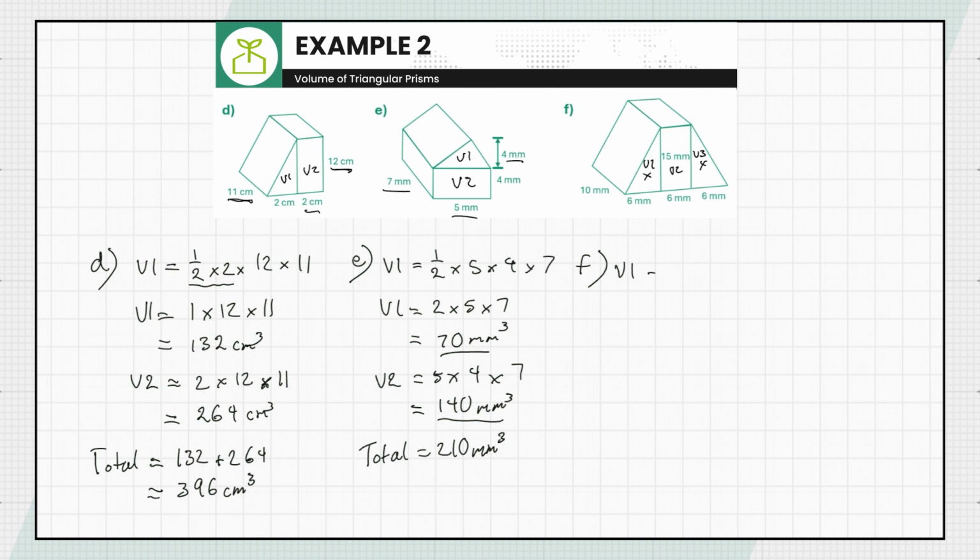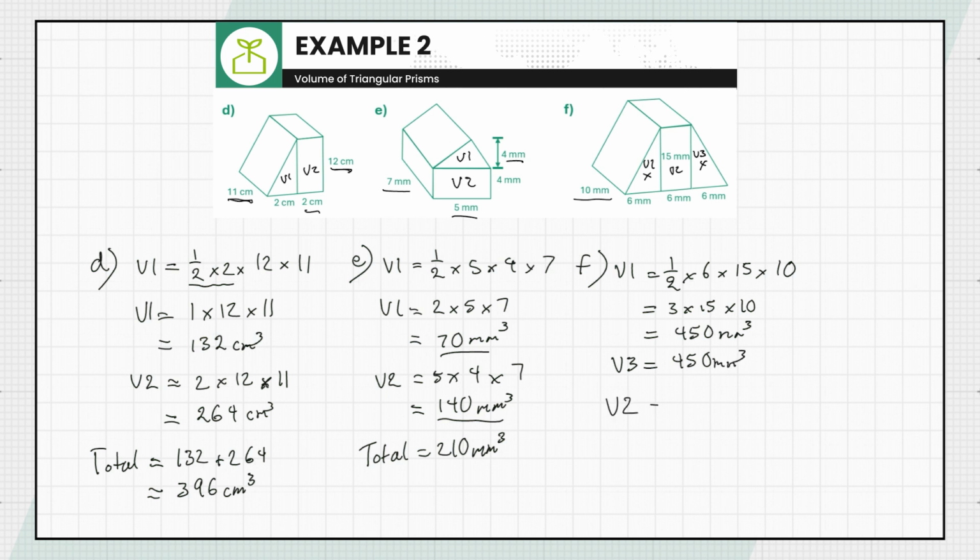So V1 is going to be equal to 1 over 2 multiplied by 6 multiplied by 15 and then multiplied by our depth, which is going to be 10. And this is going to be the same as 3 times 15 times 10, and that's just 45 times 10, which is 450 millimeters cubed. Now, because our V3 is the same shape, we can also write that V3 is equal to 450 millimeters cubed.